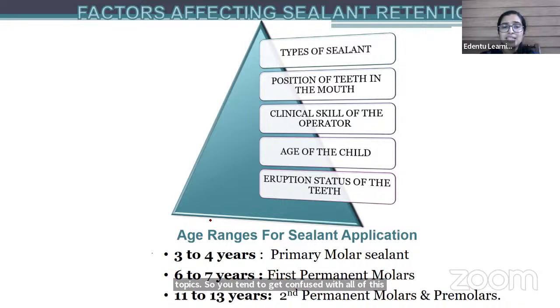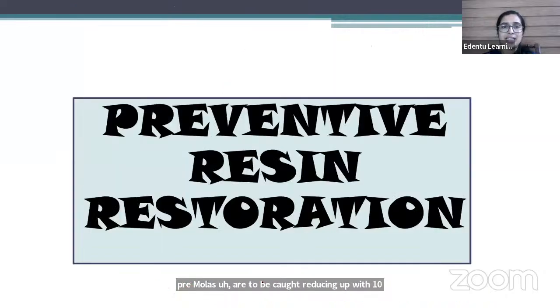The age ranges for sealant application are 3 to 4 years, that is the age when the primary molar sealant is to be placed; 6 to 7 years, that is when the permanent first molar erupts into its position; and 11 to 13 years, that is when the second permanent molars as well as the premolars are to be coated using a pit and fissure sealant. So just have an idea regarding the same.